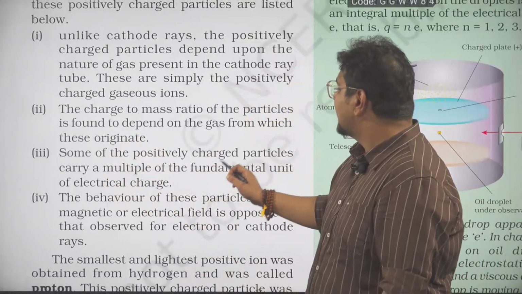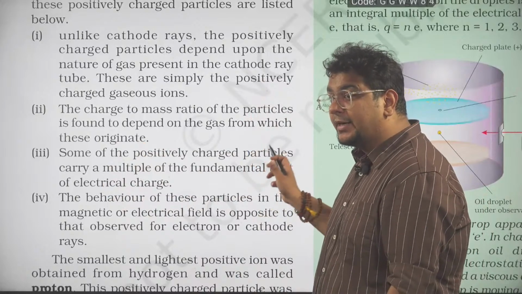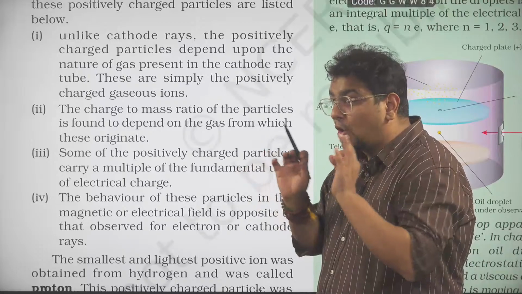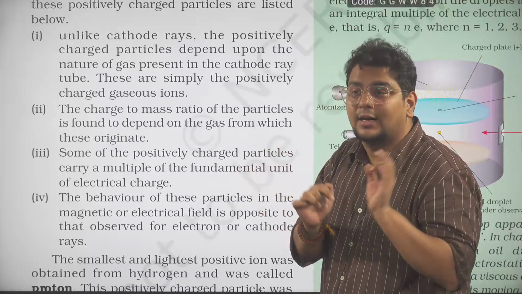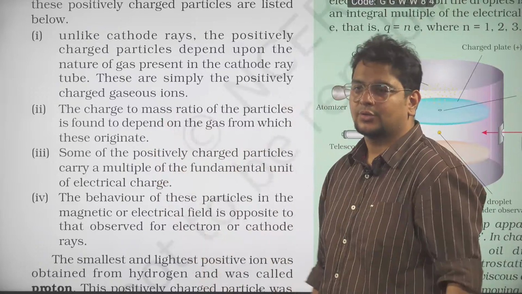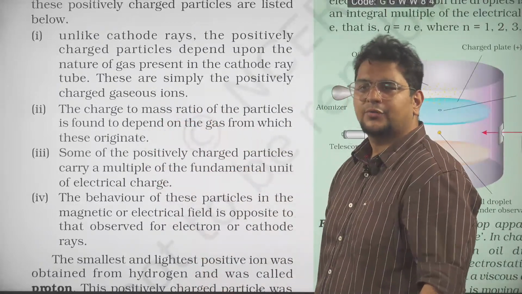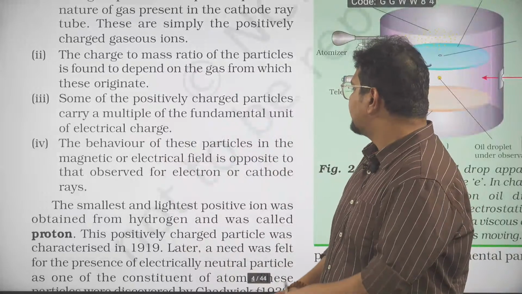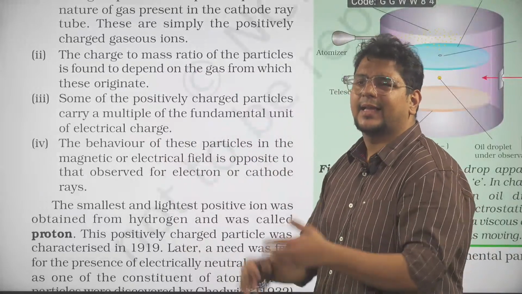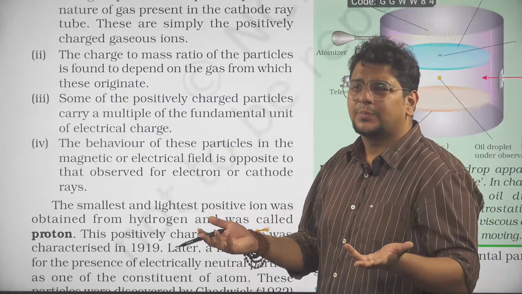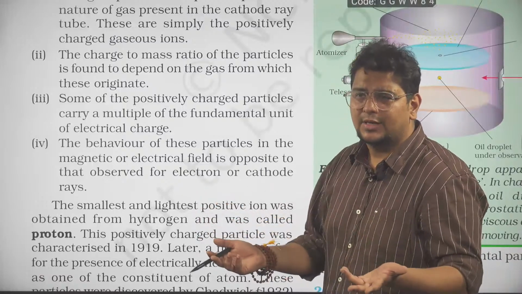Some of the positively charged particles, this point I explained to you. Some, not all, not most, some of the positively charged particles carry a multiple charge also. So a multiple of the fundamental unit of charge they carry. And number 4, the behavior of these particles in the magnetic or electric field is opposite as compared to that observed for cathode rays. So they are positively charged.